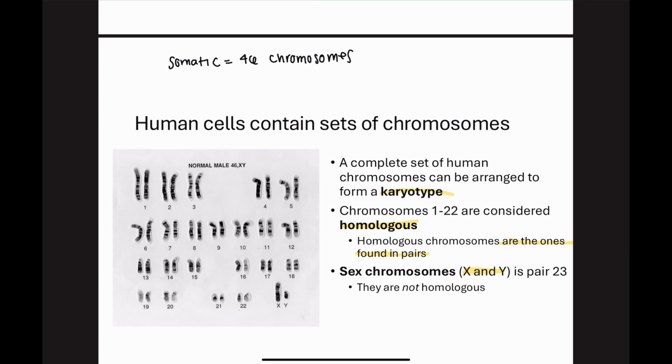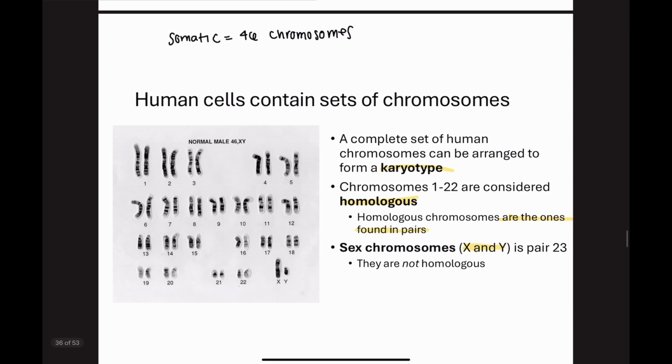Human females have a pair of homologous chromosomes that is XX, and males have XY. When we look at this figure, we are looking at the karyotype of a normal male. So he has 46 chromosomes and he is XY.